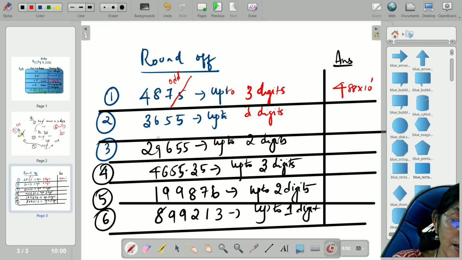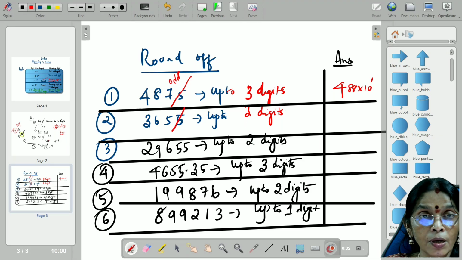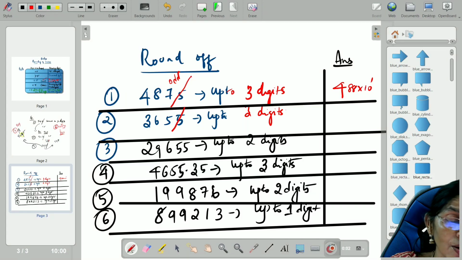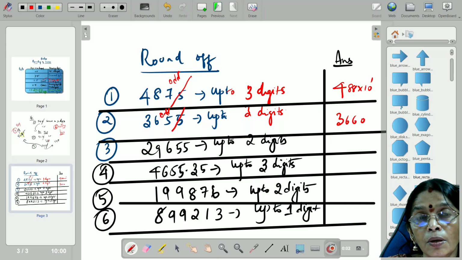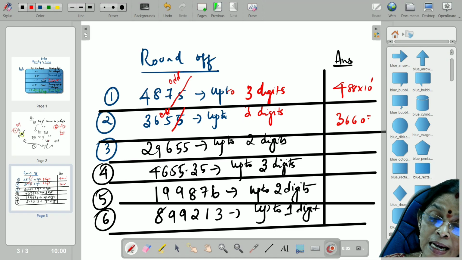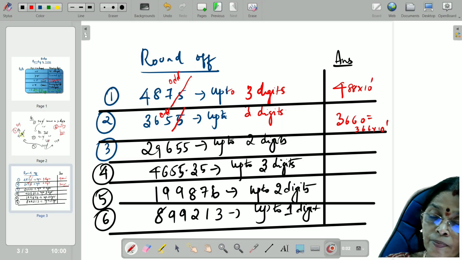Next, 3655. Digit to be dropped is what? 3 digits, so the digit to be dropped is 5. The preceding digit is odd. So the preceding digit is increased by 1. So 3660. Therefore, you can also write it as 366 into 10 power 1.